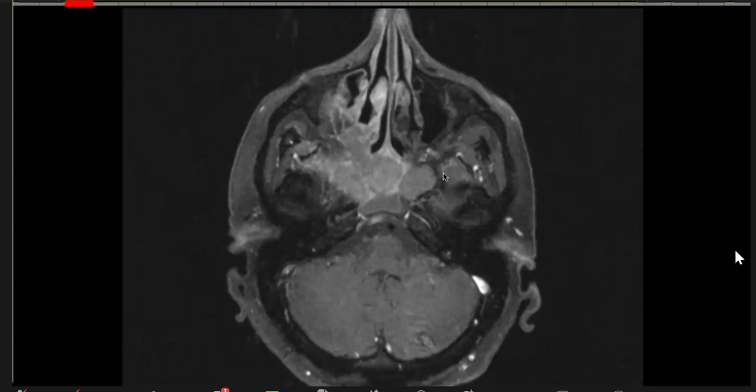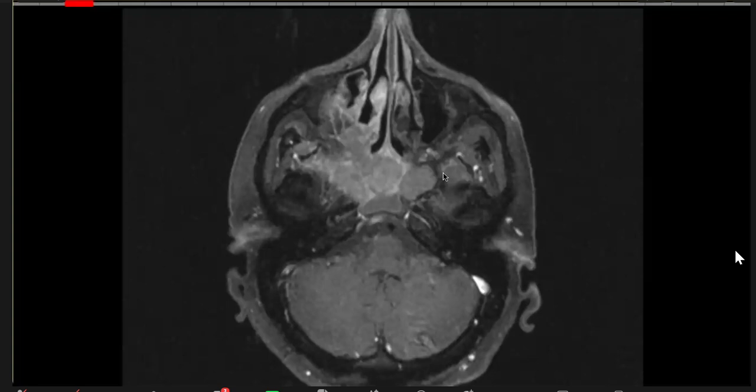So T1 is a very, very good sequence in head and neck. But when you do contrast, you must do fat saturated. This is a key thing here. Absolutely critical. In intracranial pathologies, it's not mandatory. At places when skull is involved, base of skull is involved, you must do it, but it's not mandatory. But here it is mandatory.